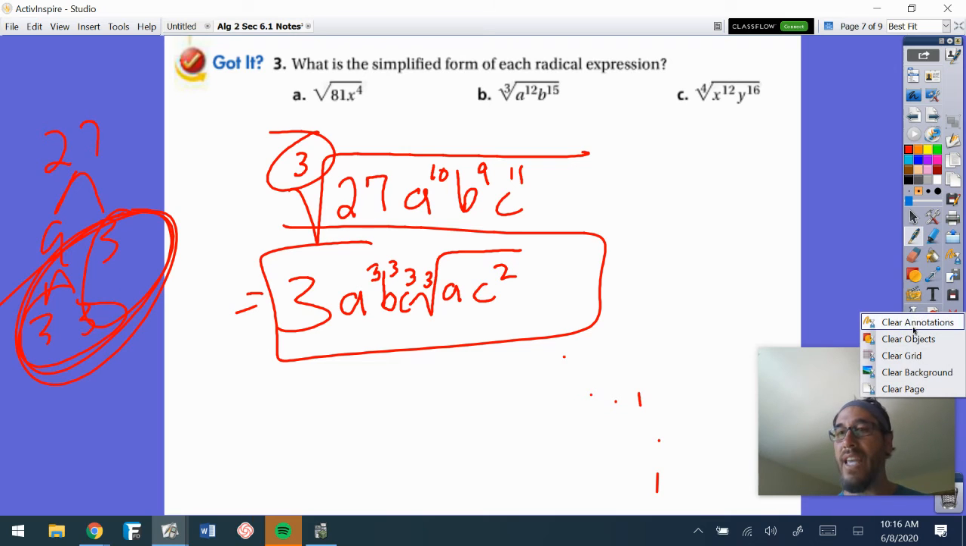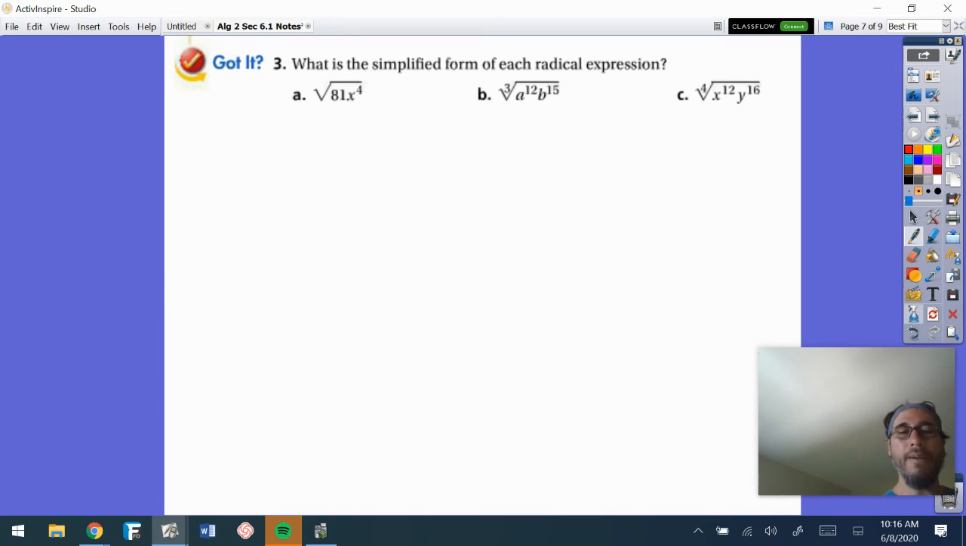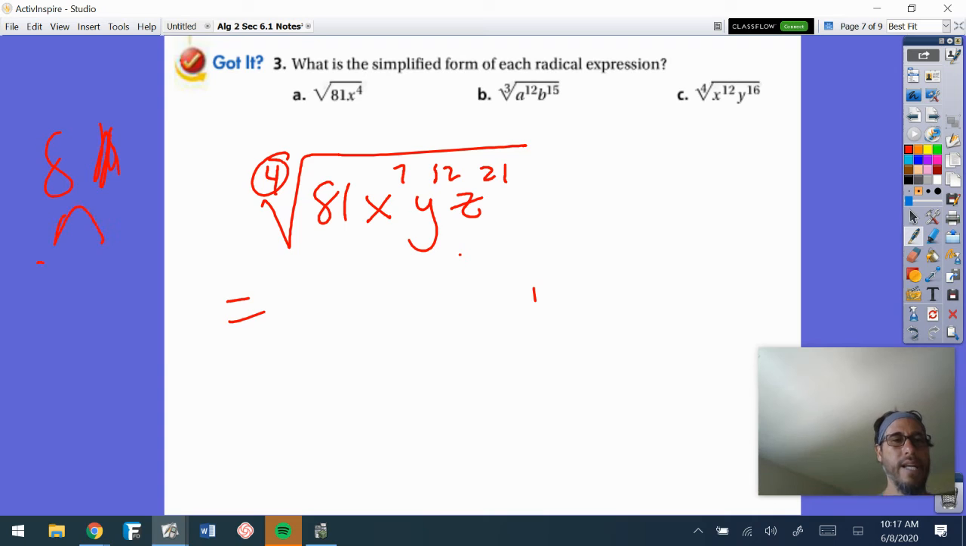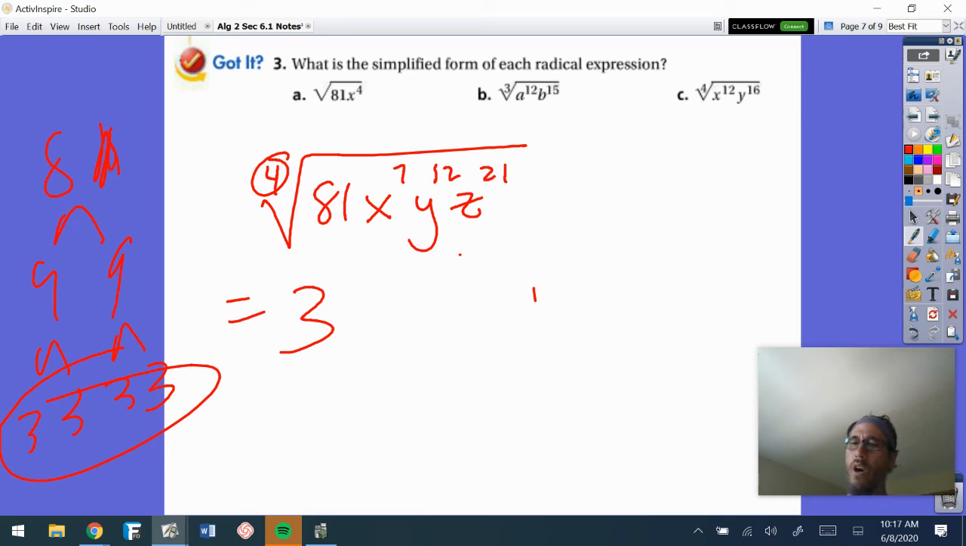Okay, guys? Let's do an even harder one. Okay, just to make sure everybody's okay. Let's do the fourth root of 81, x to the 7th, y to the 12th, and z to the, let's go 21. First thing we do is deal with that number out in front, which is the 81. Do you know what the fourth root of 81 is? Well, 81 breaks down to 9 and 9, which break down to 3s. Oh my gosh, I got four 3s. If I have four 3s, that means the fourth root of 81 is 3. So that whole thing comes out.